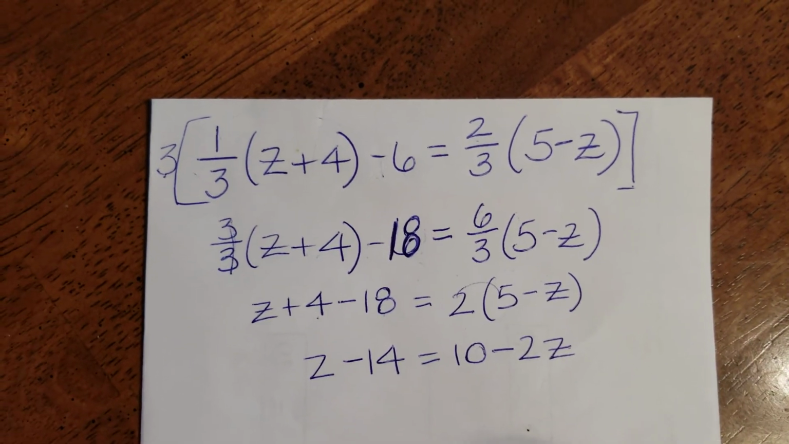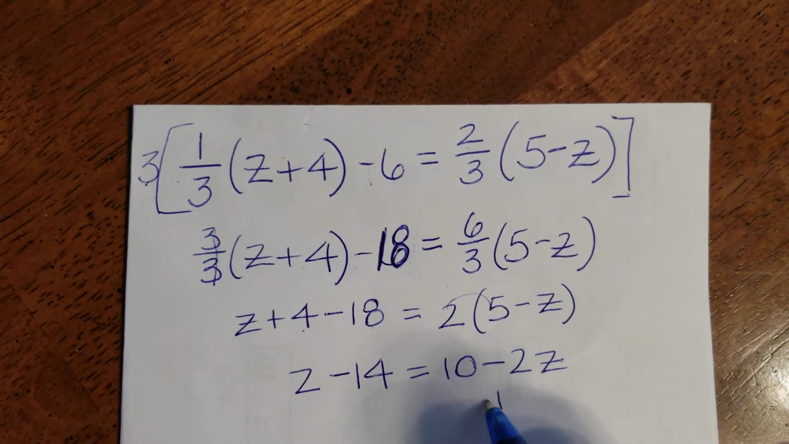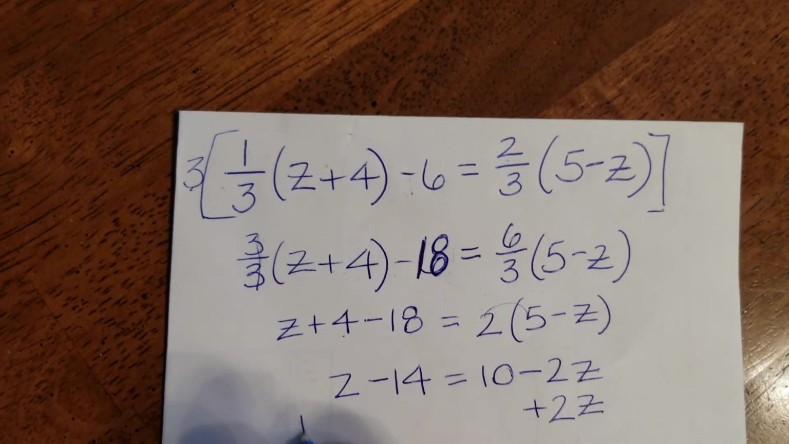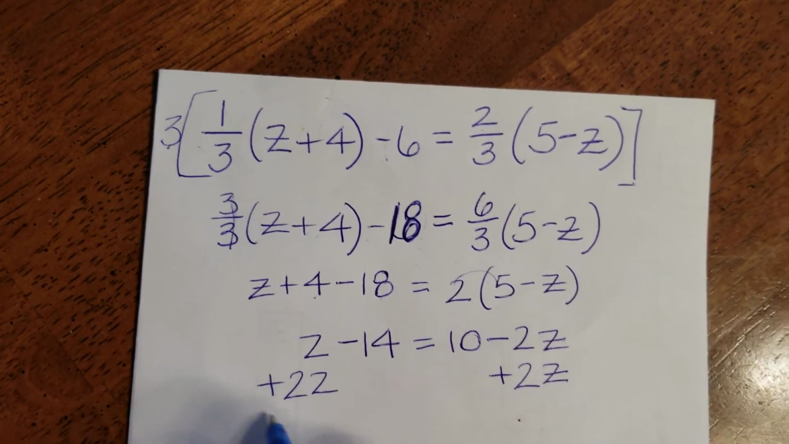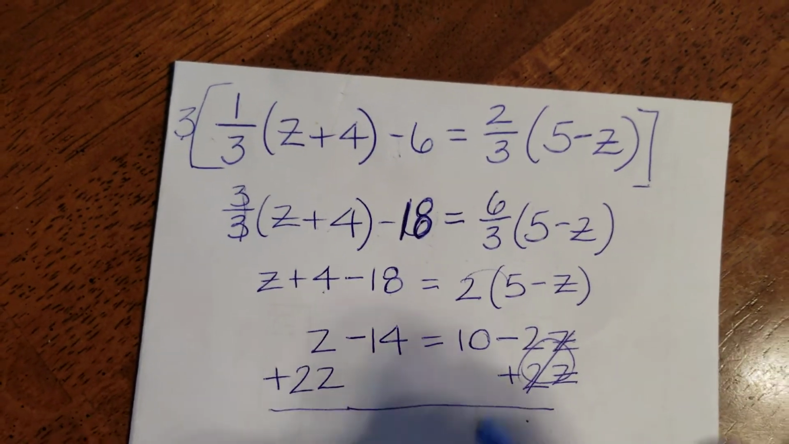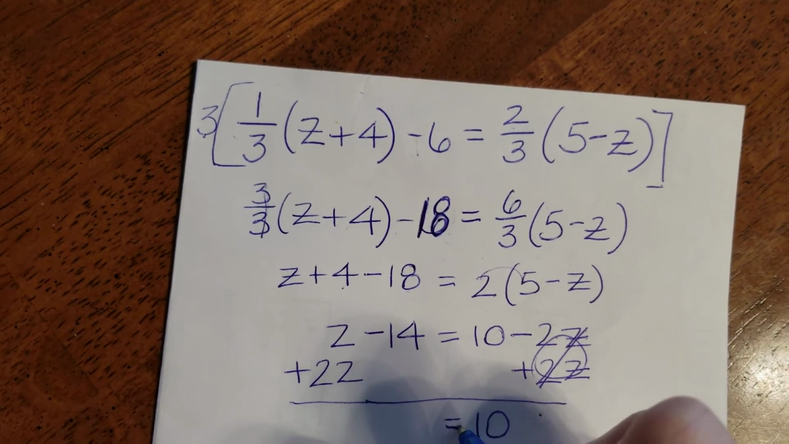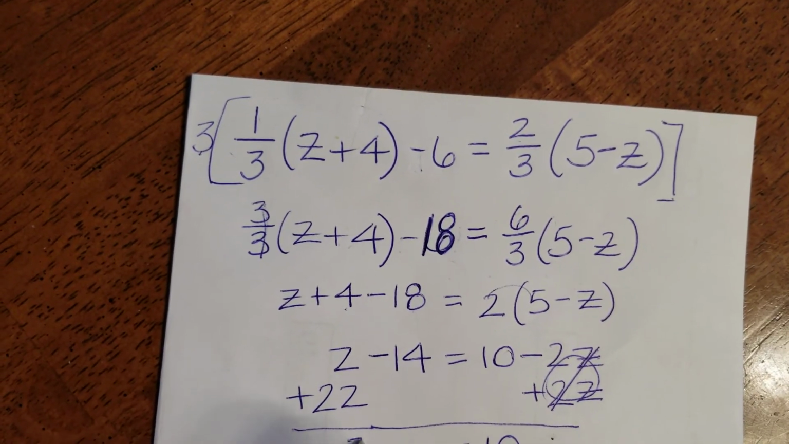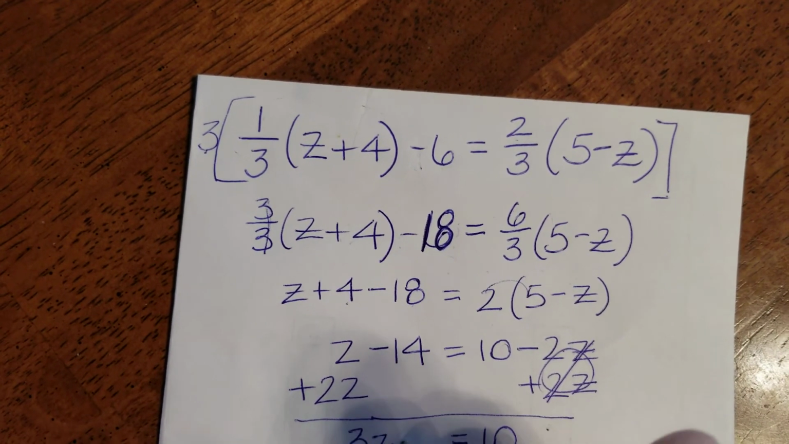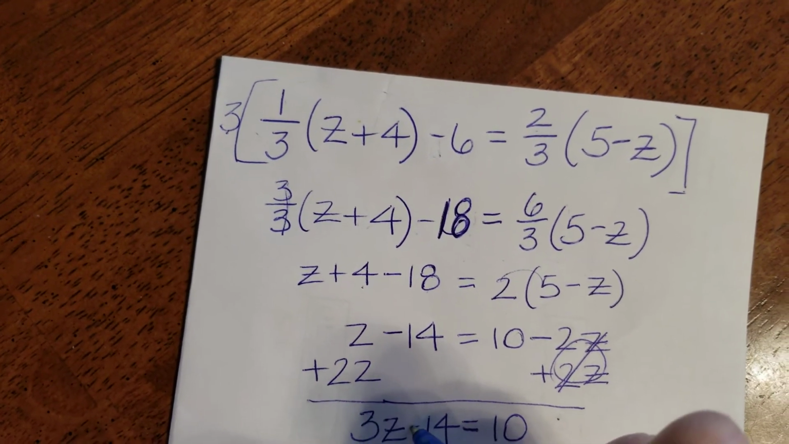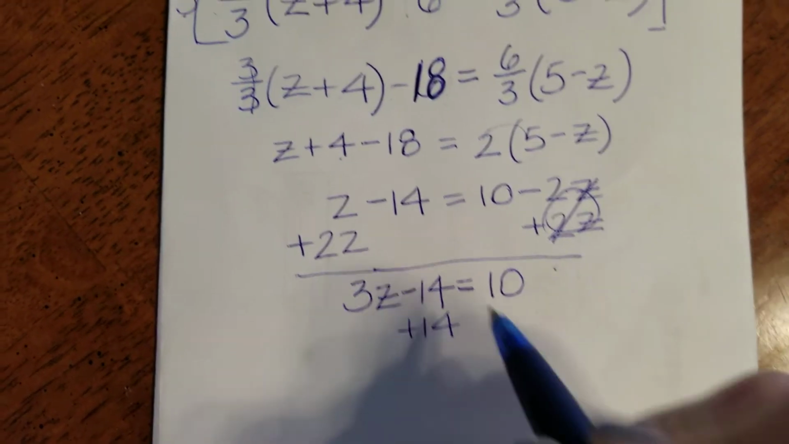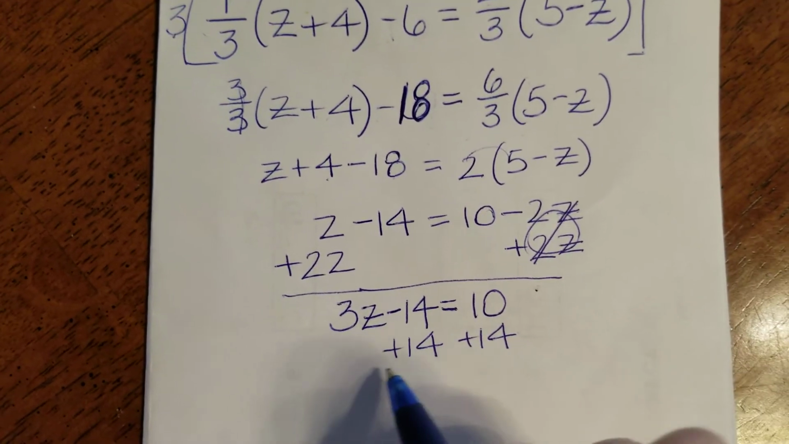Now we can go ahead and combine our like terms. Let's go ahead and add 2z to this side so we can have positive z's in the end. We're going to add 2z over here. This will give us 0. 10 stays by itself on this side, and we'll end up with 3z minus 14 equals 10. Let's add 14 to this side. Plus 14 to this side.